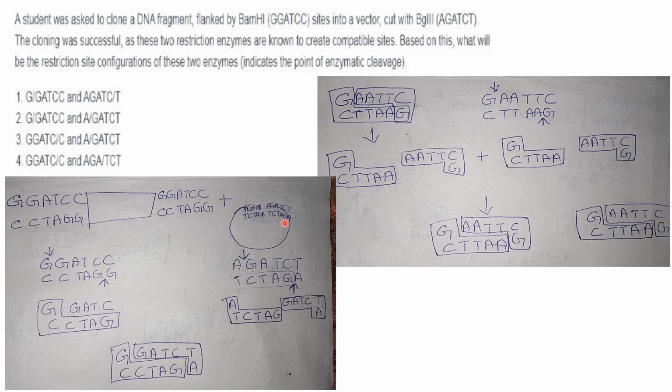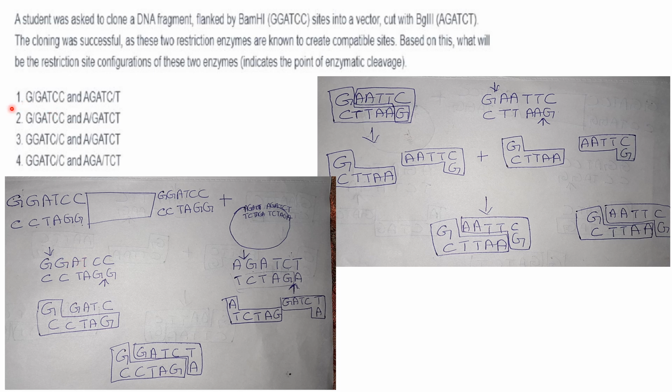And this is the vector which is with the BglII. So this is the BglII sequence. My handwriting is very bad, I know it, but please cooperate with me. So this is BglII and this is BamHI.